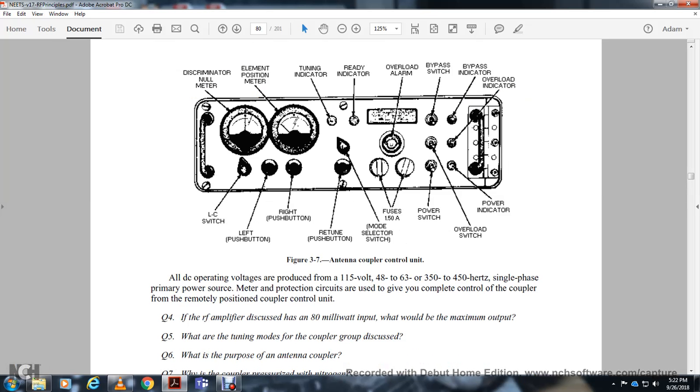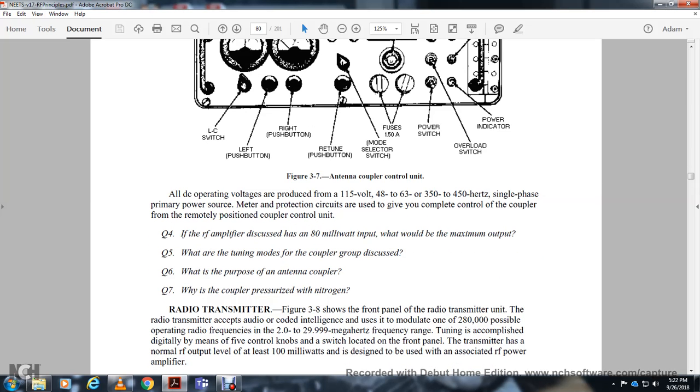All DC operating voltages are produced from the 115 volt, 40 to 80, 63, or 350 to 450 hertz single phase primary power source, with a meter protection circuit to give complete control of the coupler from the remotely positioned coupler control unit.